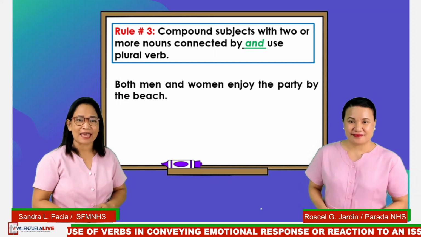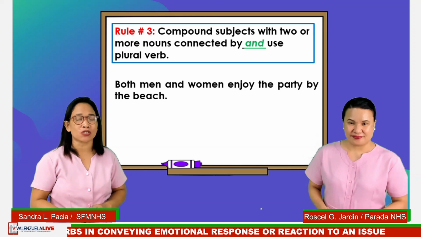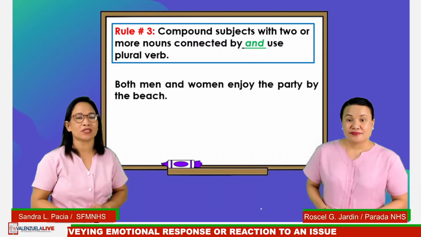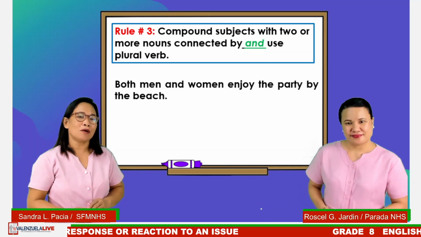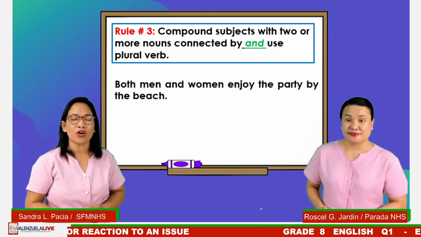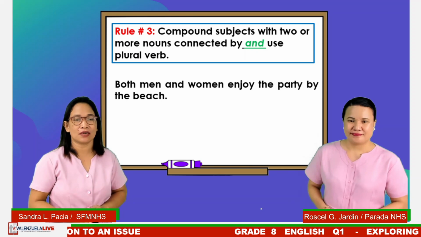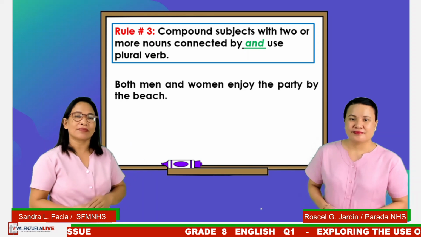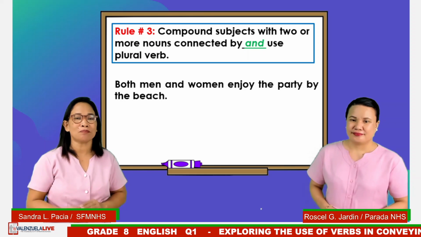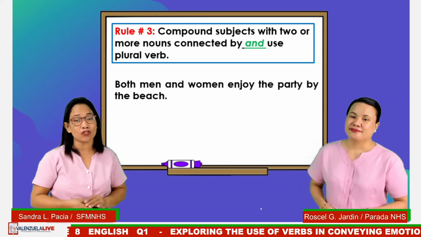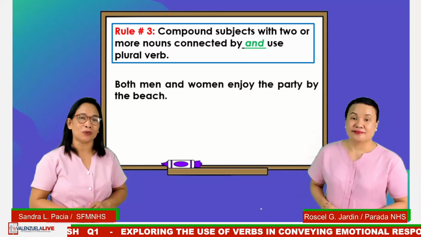It states that compound subjects with two or more nouns connected by and use plural verbs. Both men and women enjoy the party by the beach. In this sentence, men and women are joined by and, which makes it plural, and our verb is enjoy, which is also plural.